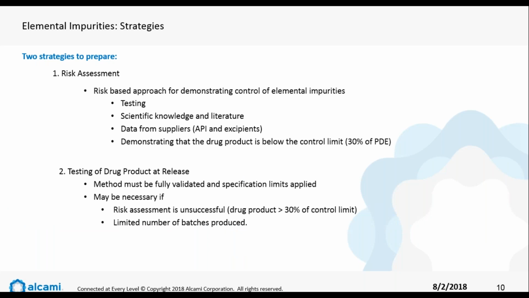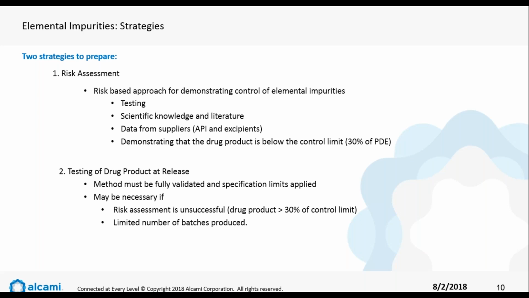So there are 2 strategies with being compliant. The recommended approach is risk assessment. This is a risk-based approach to demonstrate control of the elemental impurities. Control of the elemental impurities is by demonstrating that you're below the control threshold, the control limit, which is 30% of the PDE. And then you also have to demonstrate that it's with variability as well.